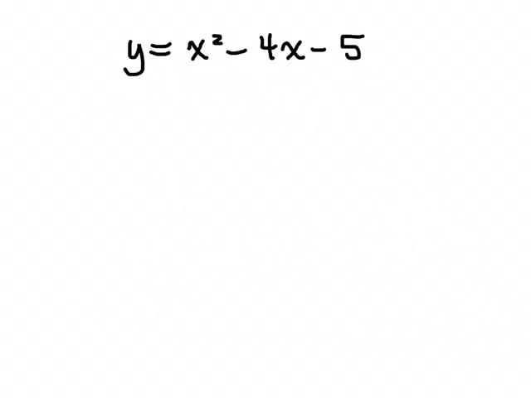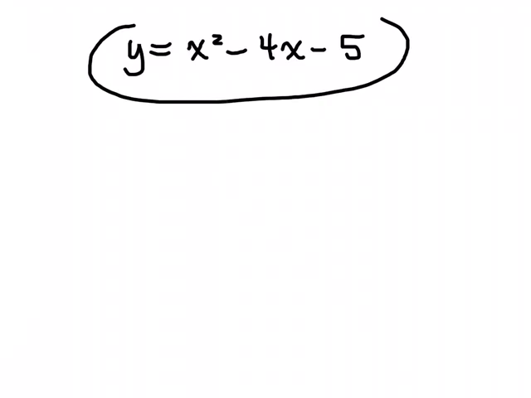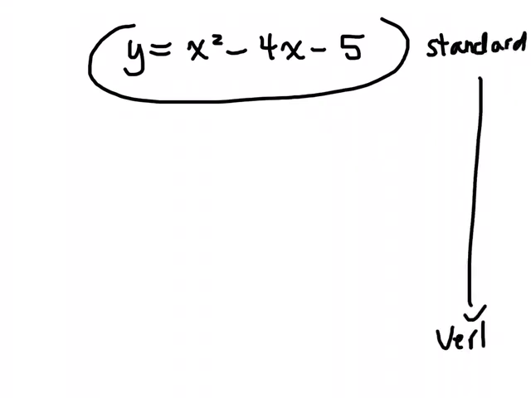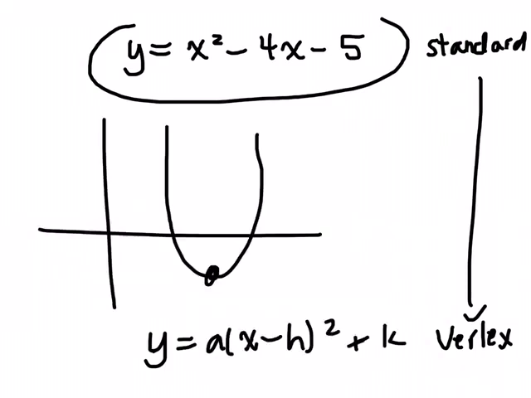Okay, so in this example, we're given a quadratic relation. How do we know it's quadratic? Because it has an x squared term, okay? And they're asking us to write this equation in vertex form. So we need to go from standard form, good, this is standard, and we need to write it in vertex form. So y equals a(x minus h) squared plus k.